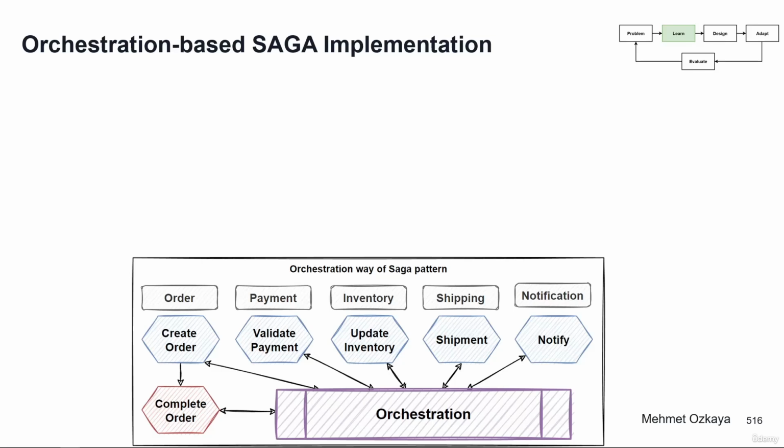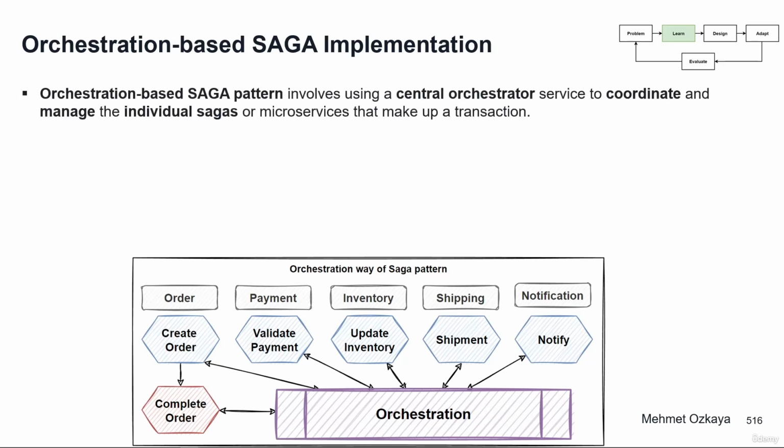In this video, we are going to learn the orchestration-based implementation of the SAGA pattern. Orchestration-based implementation of the SAGA pattern involves using a central orchestrator service to coordinate and manage the individual SAGAs or microservices that make up a transaction.